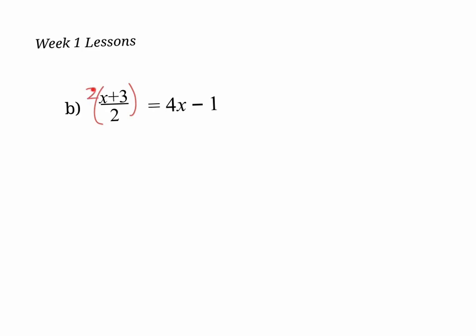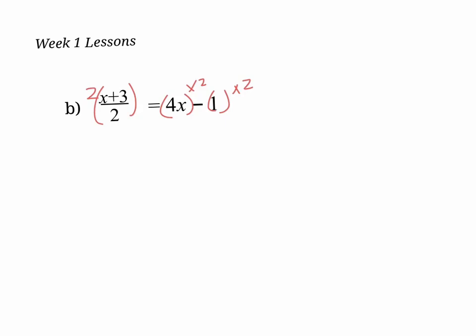And what's going to happen is 2 divided by 2 is just going to be 1, so that's going to cancel out. What am I going to do to the other side? I can't just multiply one of them by 2. I have to multiply everything by 2. So I'm going to multiply this guy by 2 and this guy by 2.